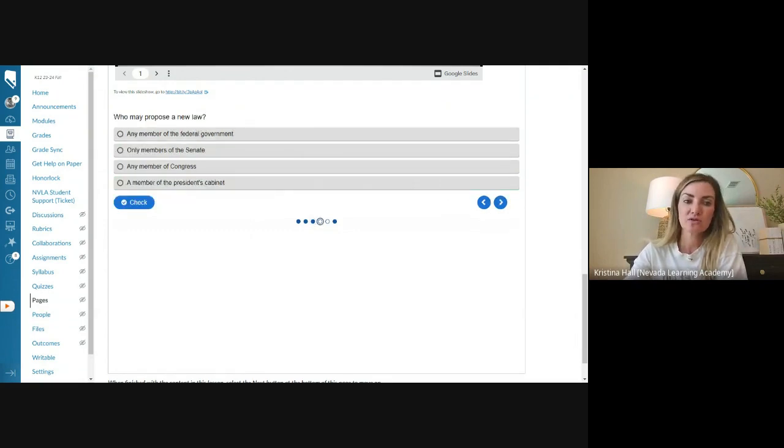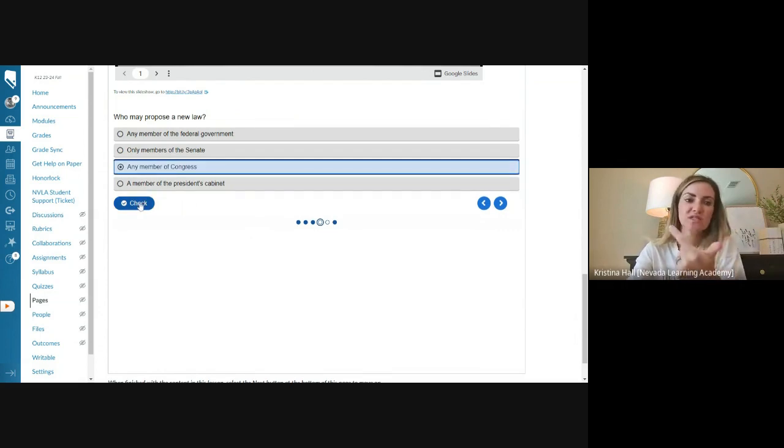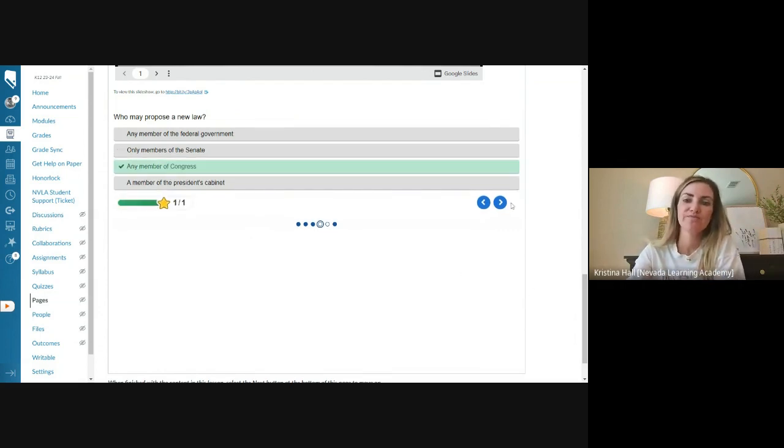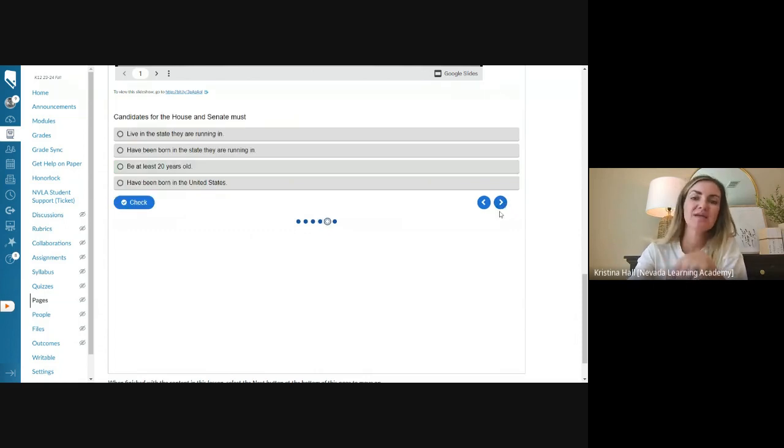Who may propose a new law? Okay, so before it becomes a law, it's known as a bill. So who can propose a bill? And that can be any member of Congress. Anyone in the House or the Senate can propose a bill. Over 10,000 bills are proposed every year. Less than 10% actually become law. So most that are proposed fail.